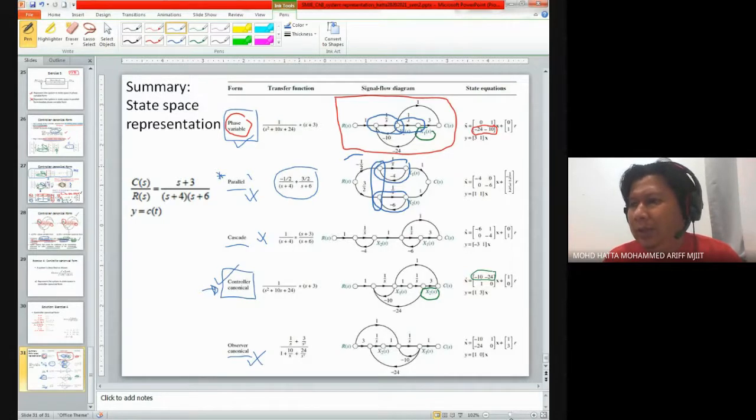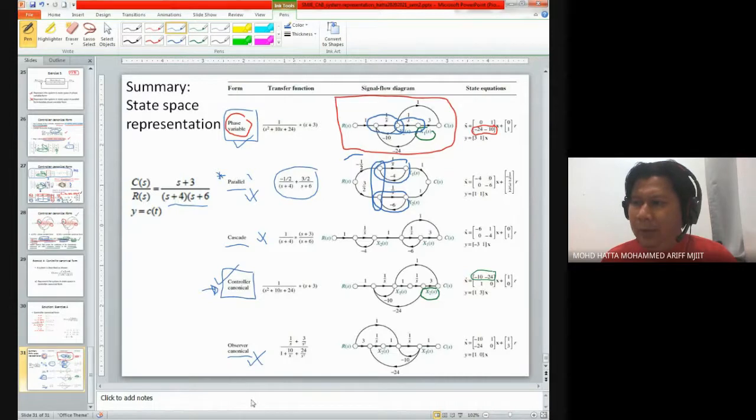For example, like this, we have s plus 4, s plus 6. It's easy. But if this denominator is more complex, meaning there is a lot more to do in order to convert into parallel form.